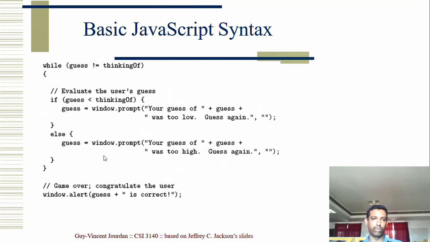So this is the final program. It evaluates the user's guesses. Suppose I enter a guess value that is less than the number, then the if statement will be executed. If it is greater than, then the else statement will be executed. Finally we get the output as a prompt window. Thank you.